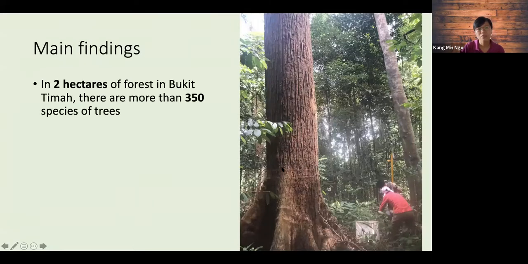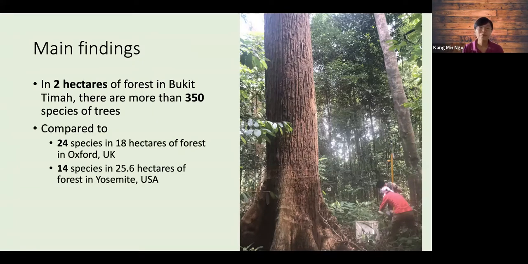So in two hectares of Bukit Timah, there are more than 350 tree species. This is a lot of species. This is just the trees, and this is not counting the lianas, not counting the ferns, not counting the other kinds of plants, the shrubs, the ground herbs. So we have a lot of species still in Singapore.